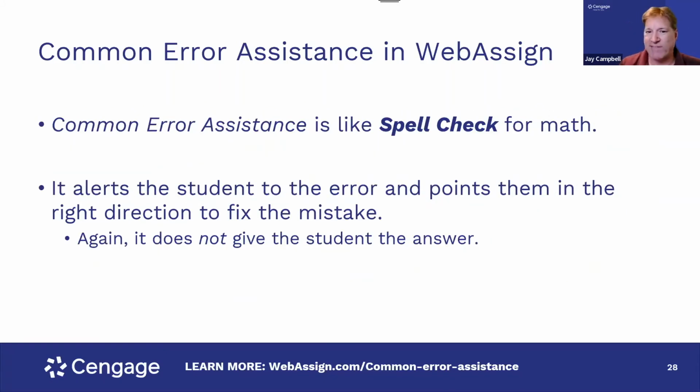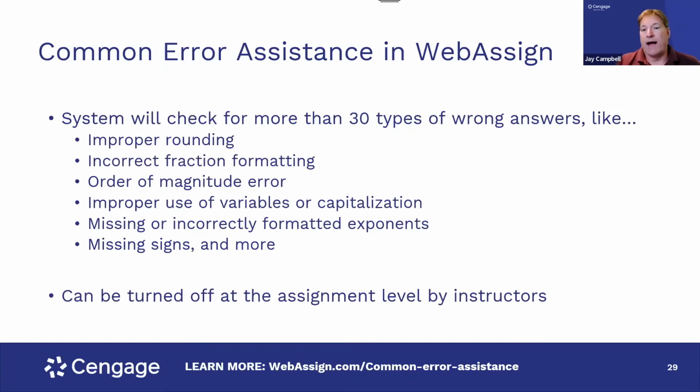You can think of it like spell check, just for math. What it'll do is alert the students to the error, point them back in the right direction to be able to fix the mistake themselves. But again, it won't give them the right answer, it won't tell them exactly what to do, and it won't tell them how to do it. So it'll be able to check for about 30 different types of things.